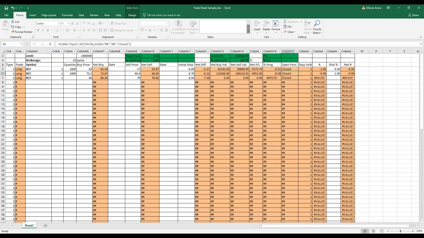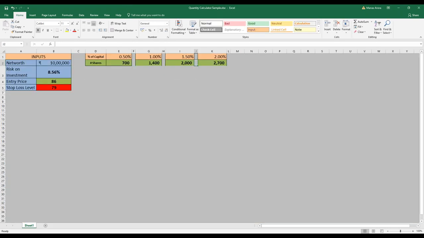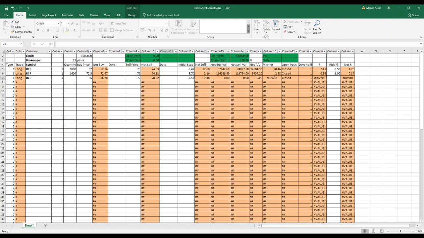Now, because I was already in profit and I had trailed my stop to 75, which means there is no possibility of losing money from my pocket in the first two entries, I went and took a bigger risk of 2% this time. The quantity was 2700, and finally, I put 2 here because this is 2%.